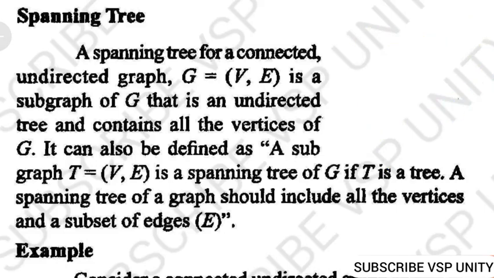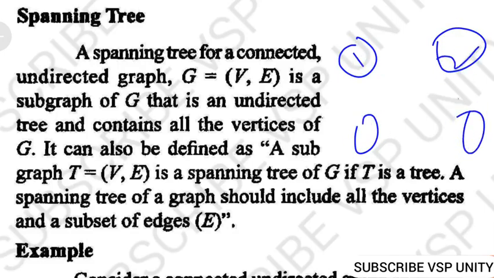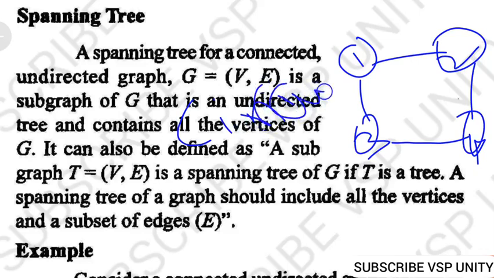Then if you take a part of that particular graph, say you have 1 2 3 4, and you have edges like this, and it is forming a cycle, then it is called a graph. But if you take a subgraph of it which does not form a circuit, then it is nothing but a spanning tree. A spanning tree should not form a circuit or a cycle. If it is not forming a cycle, then it is called a spanning tree.